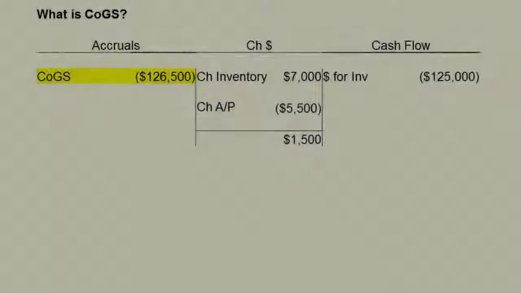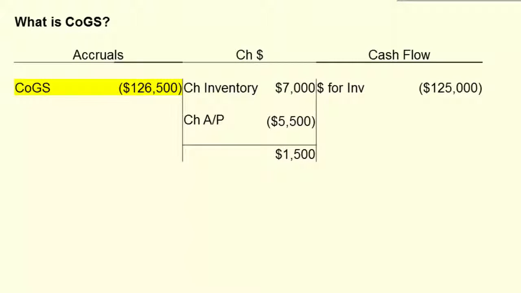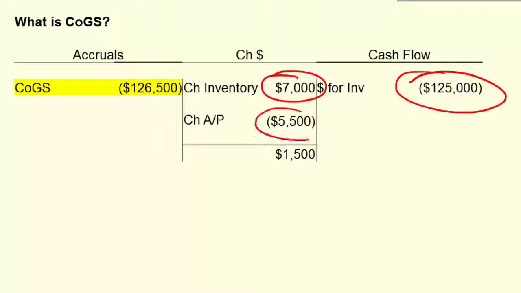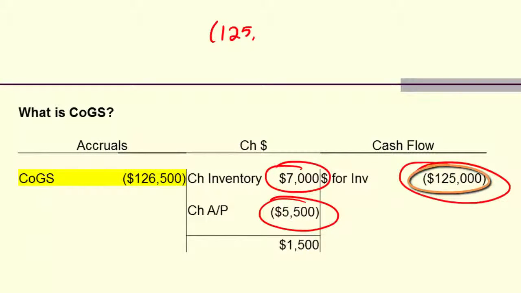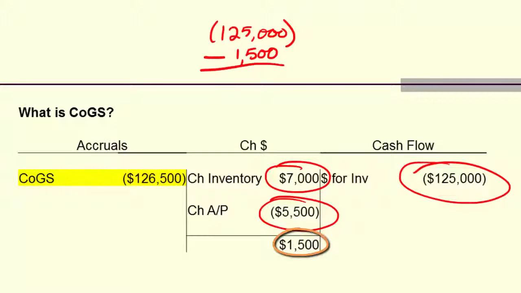Here's our cost of goods sold calculation. We started with the cash paid for inventory, which is the number that I was given. So $125,000, it's an outflow, so it's negative. I had two adjustments that I needed to make for cost of goods sold. So the change in cash, I had $7,000 from inventory, $5,500 from accounts payable. So a net effect of $1,500. I take my negative $125,000 minus the $1,500, and that gives me a bigger negative number, $126,500, which is what we see down here. So there's the second question.